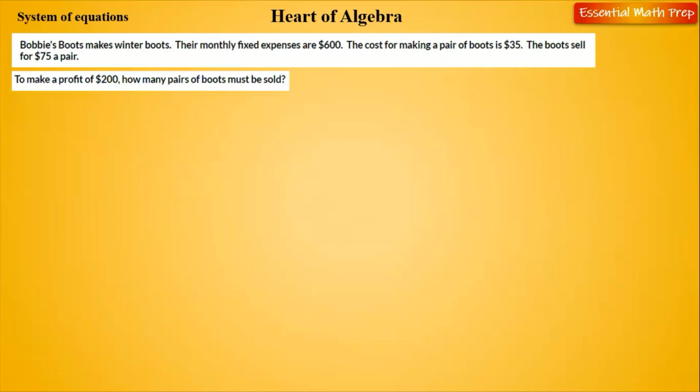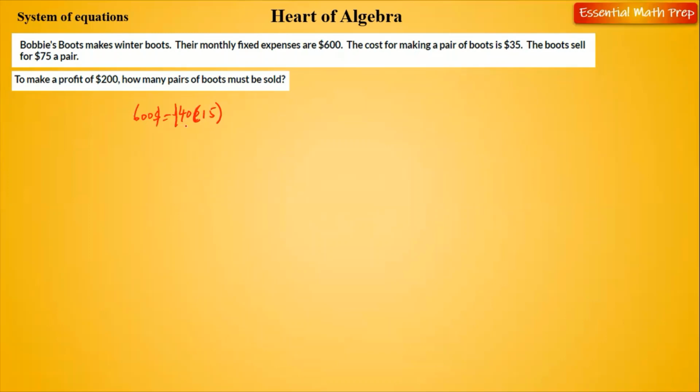This problem is an extension of a previous problem. Everything is the same. They're now asking, instead of breaking even, if Bobby's Boots had to make a profit of $200, how many pairs of boots must be sold? In other words, there are two ways of thinking about it. What did we say for the previous problem? We said $600 equals $40 times 15, right? That was the break-even point.